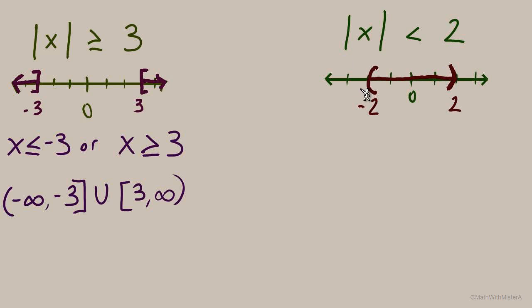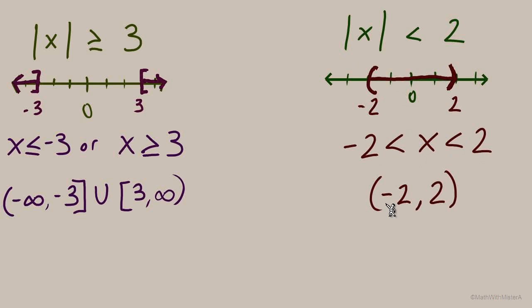Now I only see one interval. I'm thinking use a compound inequality. X in the middle, greater than negative 2 and also less than positive 2. And in interval notation, just one interval from negative 2 to positive 2, and round parentheses because of this strict inequality, no equals part.